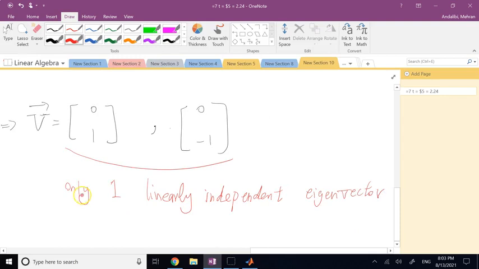You don't have two linearly independent eigenvectors. If one of them is on some line, the other one is going to be on the same line. In this case, one of them is vertical up, one of them is vertical down. So it does not really give you two separate directions.